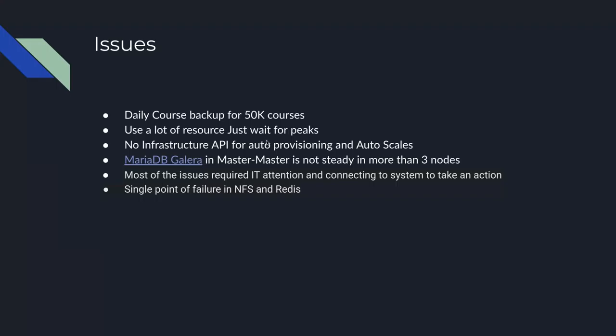We use a lot of resources just to wait for peaks. At the start, the request from the Ministry of Education was for 10,000 requests per second, but we found we don't get even half of this. When you use virtual machines and you cannot control them with automatic rules or work with APIs to manage this infrastructure, we actually buy all the infrastructure, pay for it, and take it, but do not use it. This was one of the problems. As I said, there is no infrastructure API for auto provisioning and auto scale. If you understand that you want to scale something or change something, you cannot connect directly to the infrastructure.